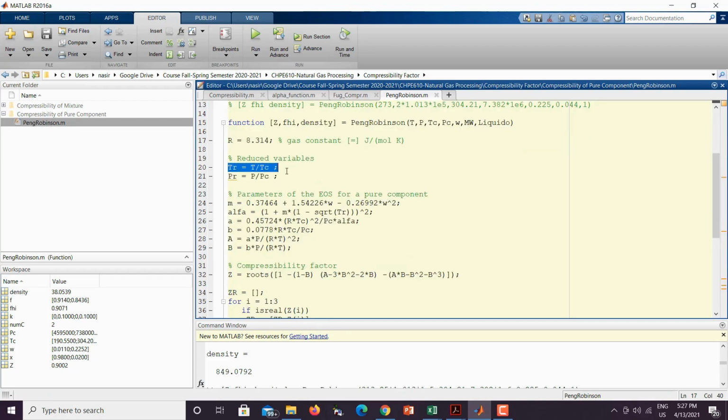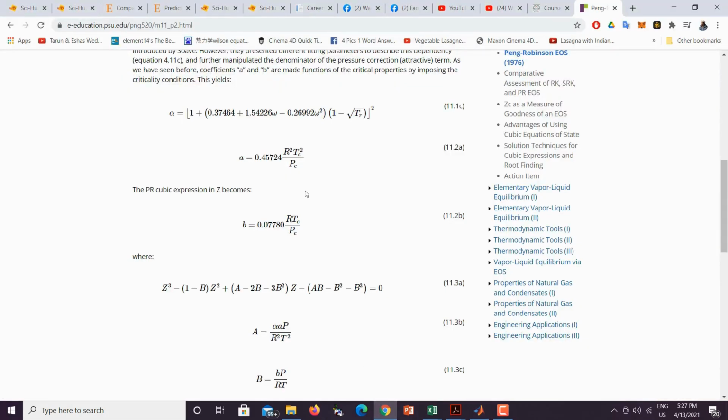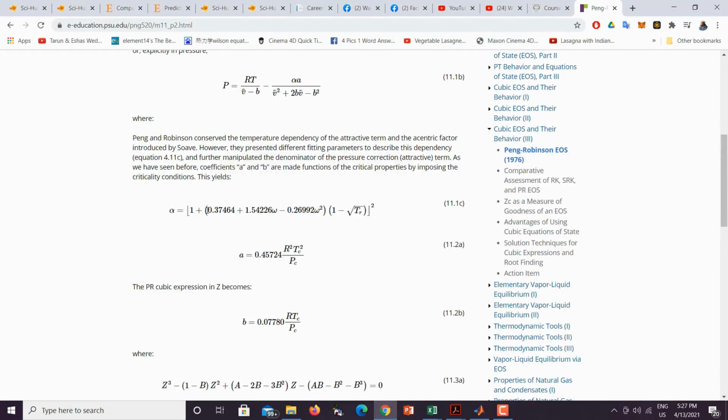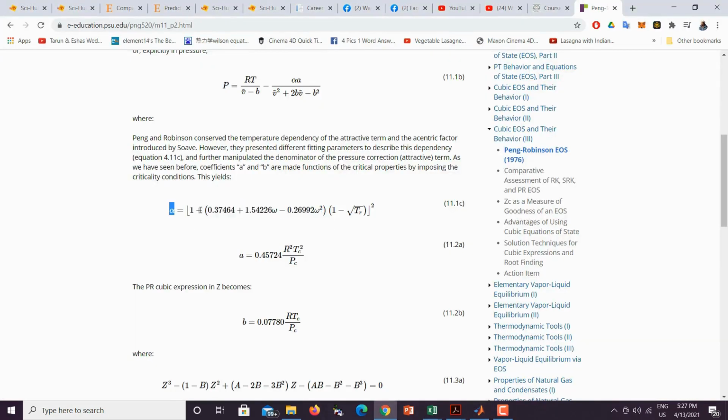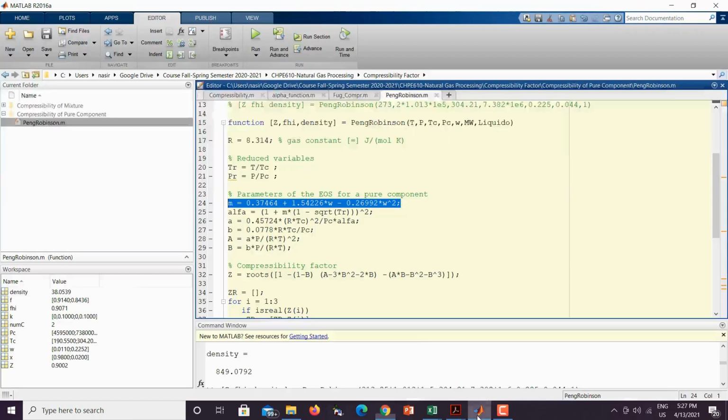First, we need to find the reduced temperature and reduced pressure, which can be calculated by this formula, which you are already familiar with. Now we are going to calculate the parameters for the equation of state. If you remember the equation, this part is calculated here separately. Similarly, the alpha part, which is the combined part, is calculated here separately. This m is this whole m. When you put m here, you will get this equation.